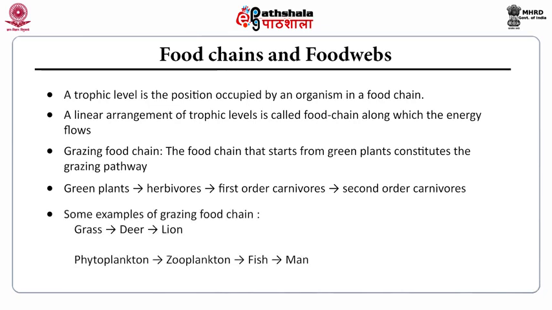And some examples of the grazing food chain are from grass to deer to lion. And another type of the grazing food chain is phytoplankton eaten by zooplankton, zooplankton eaten by fish, and ultimately they are consumed by man.